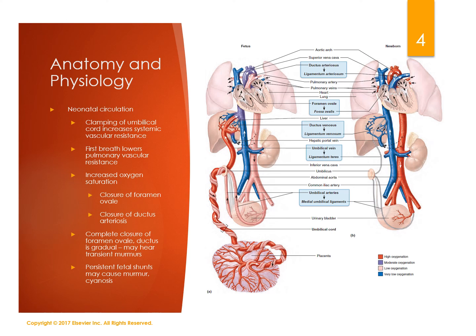Complete closure of the foramen ovale and ductus are gradual, so we may hear transient murmurs, but usually we shouldn't hear that for more than a couple of days. Persistent fetal shunts may cause a murmur and cyanosis, so if for some reason they have a PFO or a PDA and it doesn't close, then we're usually going to hear a murmur and see some sort of signs of cyanosis.